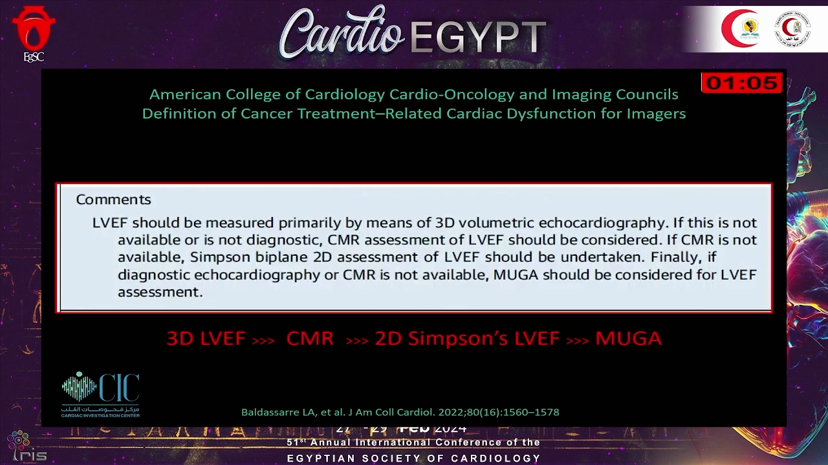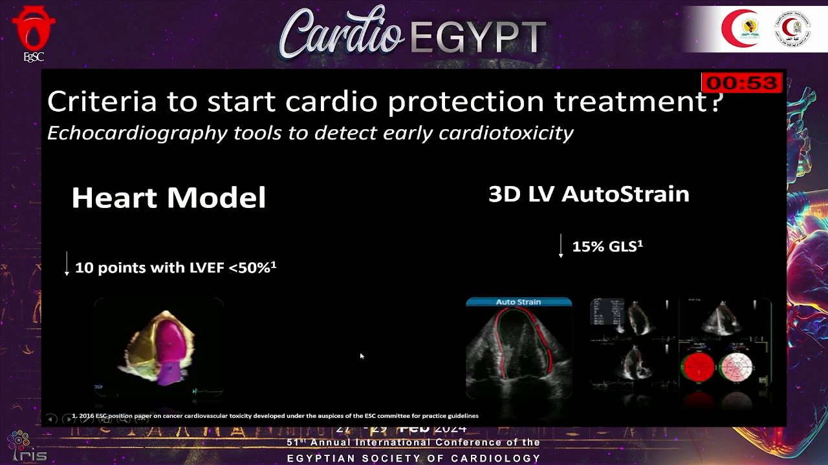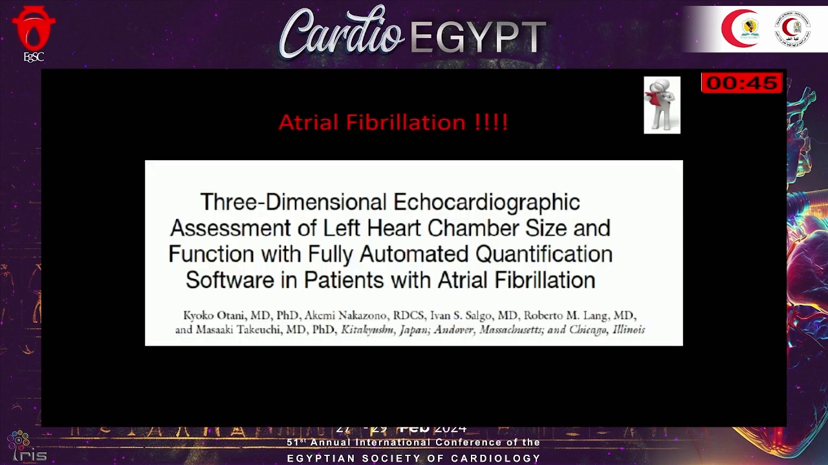Okay? And that was clearly stated down here, that the first recommended thing is 3D ejection fraction, followed by CMR, followed by Simpson, and then the MUGA scan at the end. So with these parameters, we can help those patients: automated ejection fraction calculation and automated speckle tracking to assess the parameters.